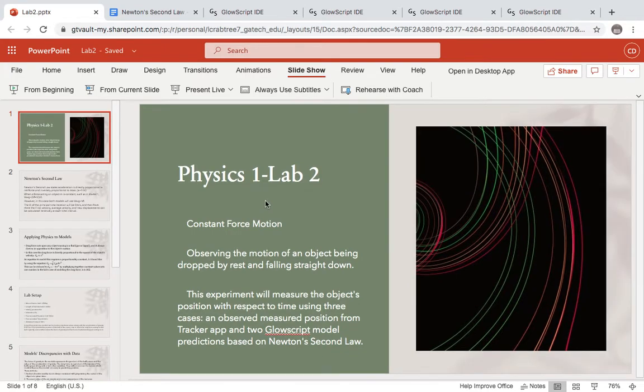Hello. In this lab, we are going to observe the motion of an object being dropped from rest and falling straight down. This experiment will measure the object's position with respect to time using three cases: an observed measured position from the Tracker app, and two GlowScript model predictions based on Newton's second law.